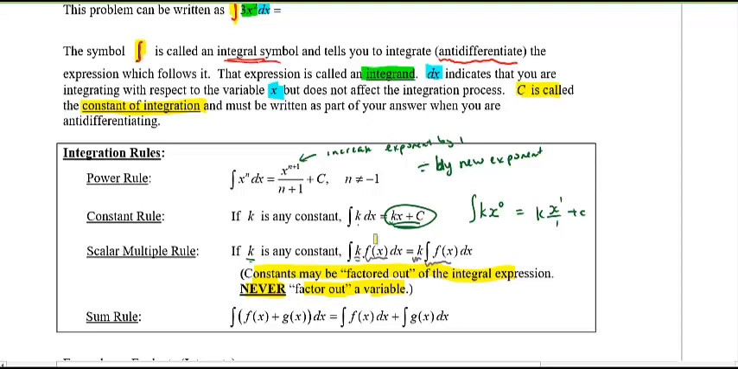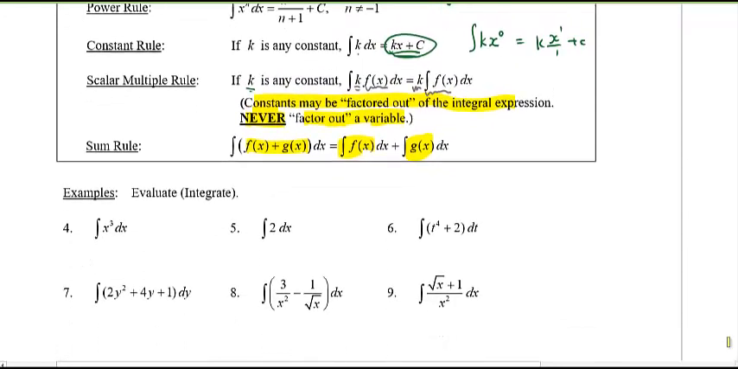Okay? And similarly, the sum and difference rule we have for derivatives also apply to integrals. So the integral of a sum is just the integral of the individual pieces added together. Okay? All right, let's try these then. Here are some examples. We're doing some skills again.